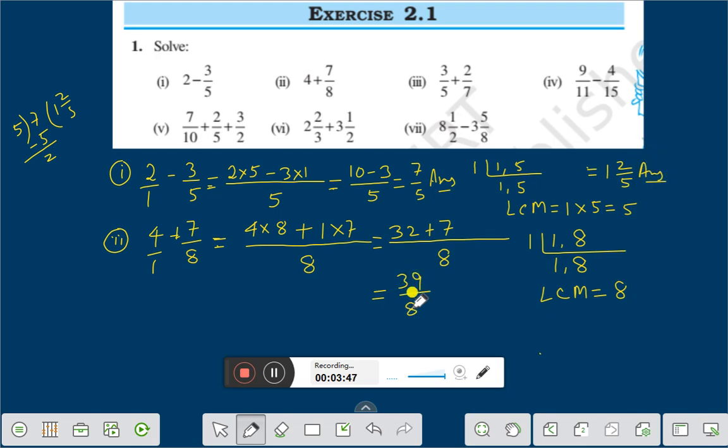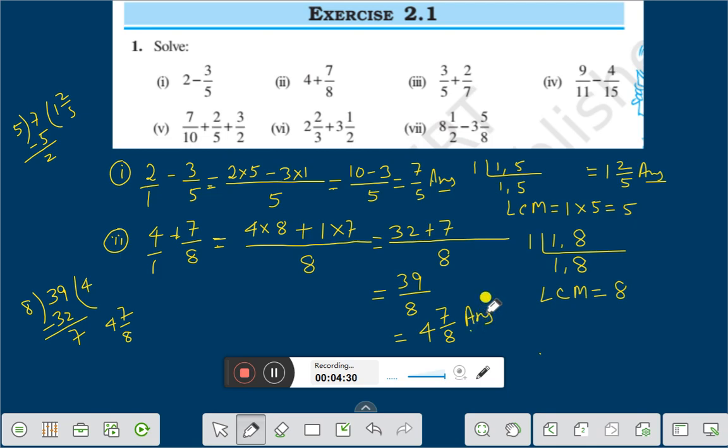Right? Now question number 2. 39 by 8. Divide 39 by 8. 4 eights are 32, 39 minus 32, that is 7. Therefore, 4 whole 7 divided by 8. That is, you are getting 4 whole 7 by 8. And this is the answer. That is question number 2.